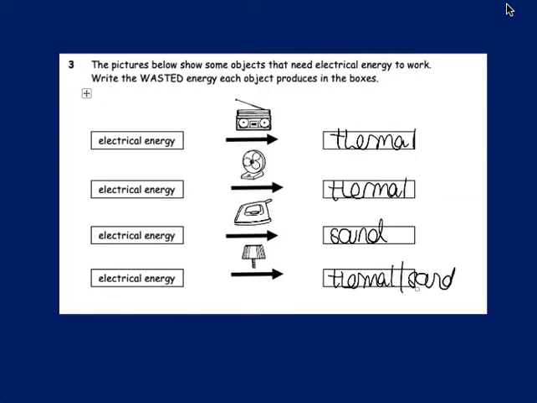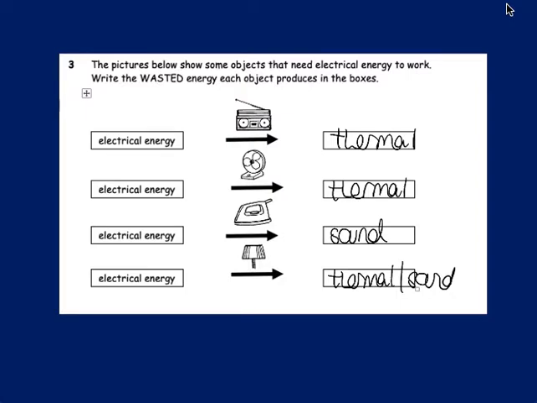So the wasted energy for these pictures, so the ones that we really don't want to get because they're no use to us. So for our ghetto blaster, it's going to be thermal energy. If there's any heat generated, that's useless for this scenario. For the fan, it's again thermal energy. That's useless to us because we want the fan to cool us down.